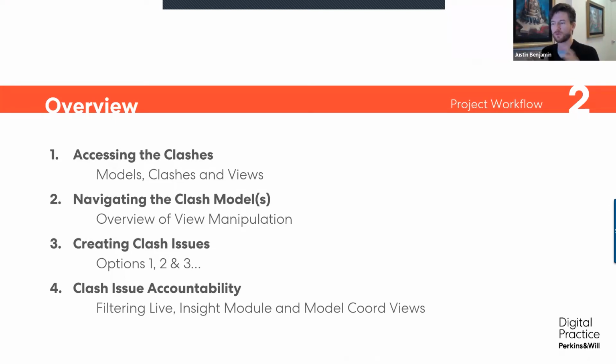I broke it into four categories here. Initially, it's going to be accessing the clashes. How do I look and see and view all the clashes associated with my models? Once I'm able to see those clashes, how do I navigate that world?